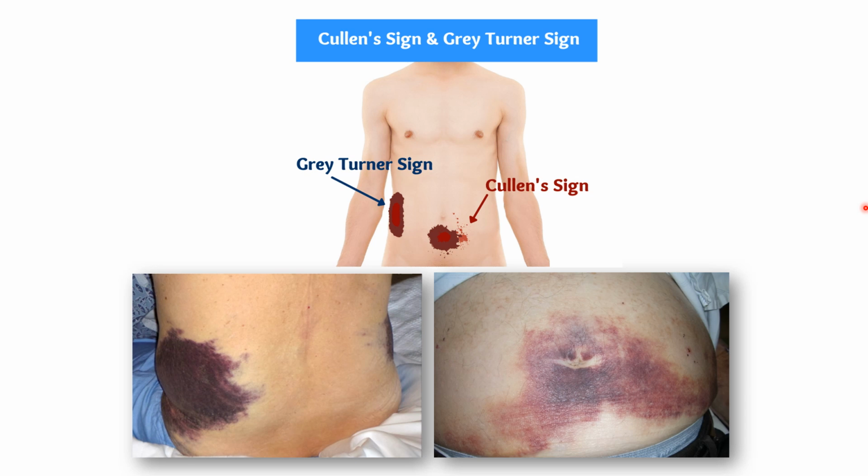So this is Cullen sign and Grey Turner sign. Grey Turner sign is on the flanks, like this picture here on the left. You see there's all this bruising here and there's bruising on the other flank also. Cullen sign is around the umbilicus here. So, and this means that there is some internal hemorrhaging, some internal bleeding.